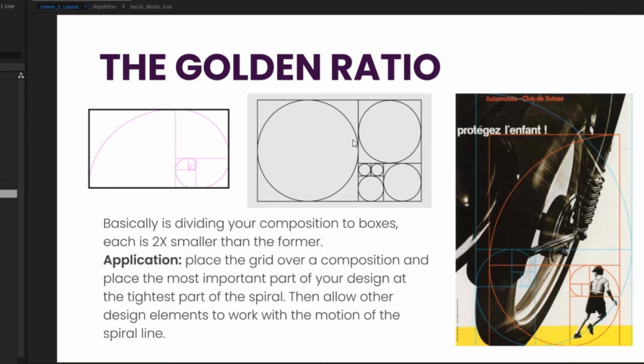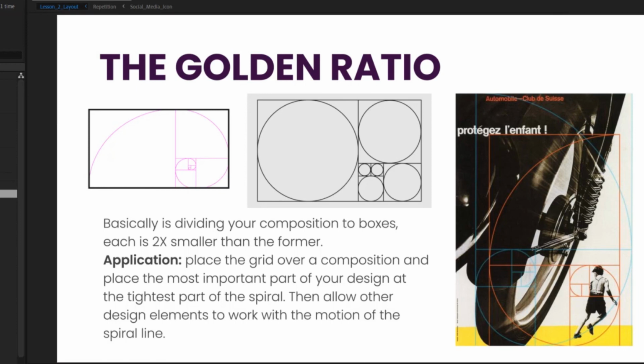But in application, you just need to have this. You can search for the golden ratio online, but we also make this available for you. Once you get a golden ratio, place the grid over your composition. Place the most important part of your design at the tightest part of the spiral, then allow every other element to work with the motion of the spiral line. You find here on the right-hand side that the most important object, the little boy, was placed at the tightest corner, then every other thing followed suit.